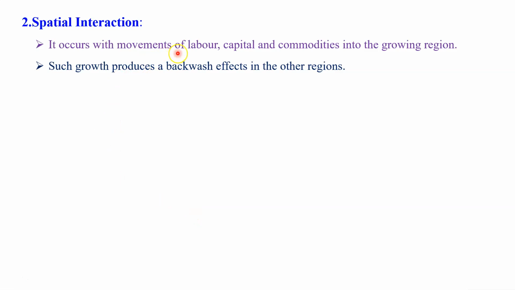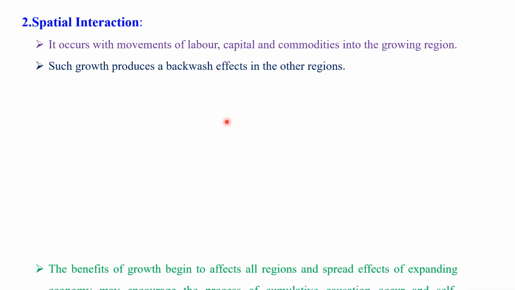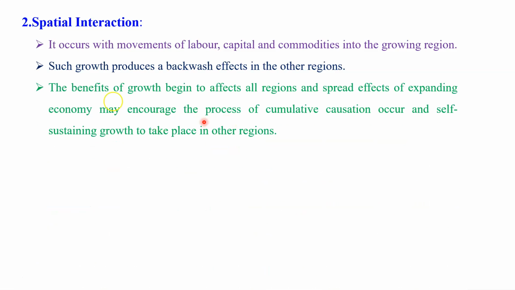It occurs with the movement of the labor, capital and commodity into the growing region. Such growth produces a backwash effect in the other region. So that is what we already discussed in our example. The benefit of growth began to affect all regions, and the spread effect of the expanding economy may encourage the process of cumulative causation and self-sustaining growth to take place in the other region. Therefore, dear student, this effect is known as a spatial interaction effect.